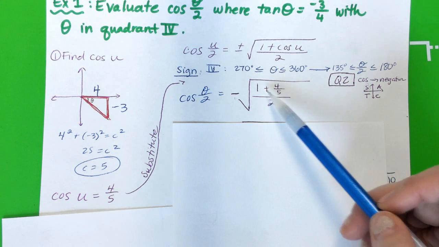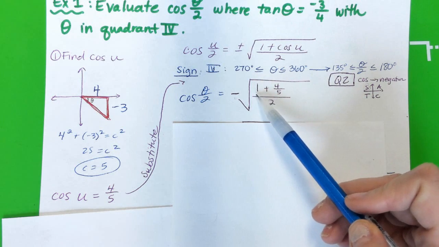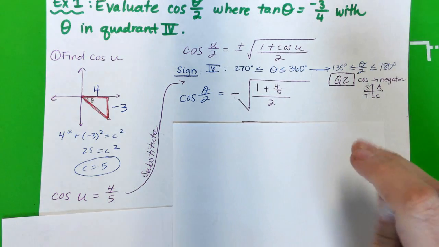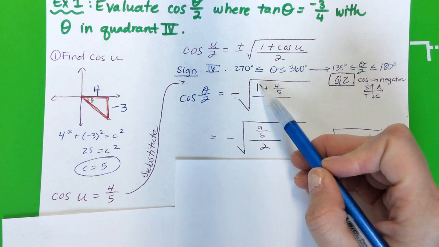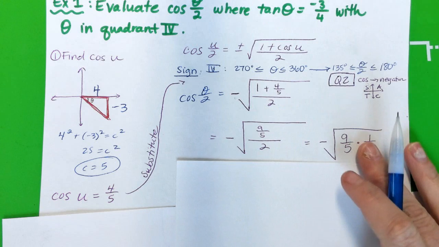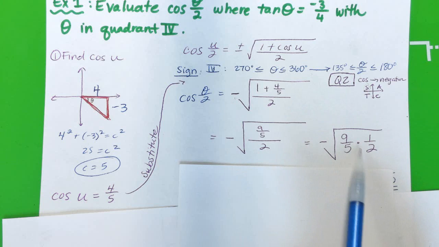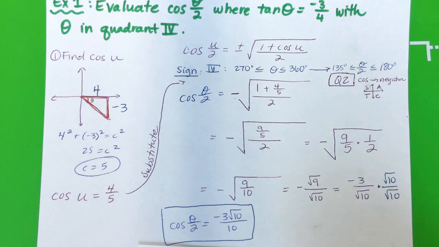Okay, and now what you have to do is simplify in order to get your final answer. So if I'm going to simplify, I want to add these together. 1 plus 4/5. Okay, so I'm going to get a common denominator, 5 over 5. 5 plus 4 is 9, so 9/5 over 2. And then I'm going to, instead of dividing by 2, I'm going to multiply by the reciprocal. I'm going to multiply straight across. When I multiply, 9 times 1 is 9, 5 times 2 is 10.